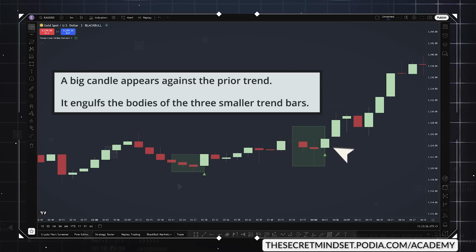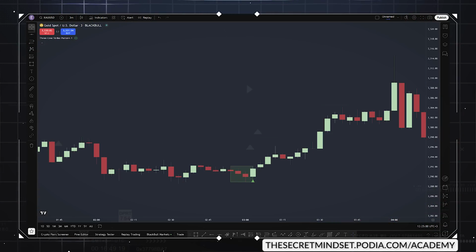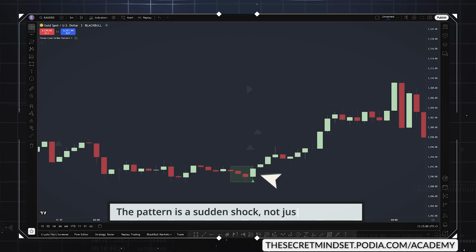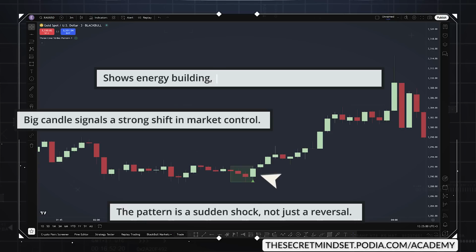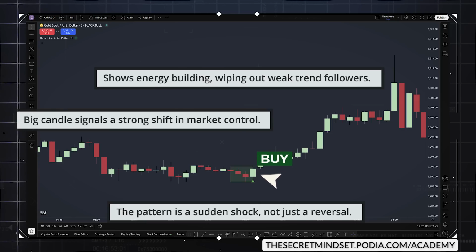This is the 3-line strike pattern. The pattern is more than just a reversal, it's a small shock. The market was drifting, and then someone stepped in with force. The big candle shows a sudden change in control. Buyers or sellers who tried to fight the trend are now wiped out. The pattern tells you there's energy building up. The trend looked weak, then got hit by a big move the other way.